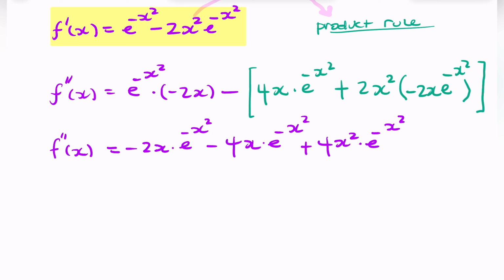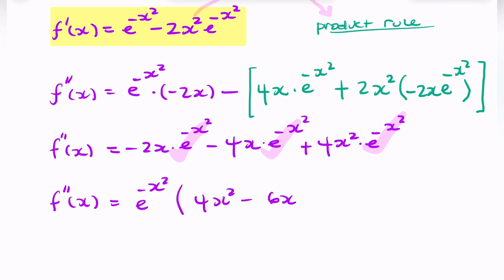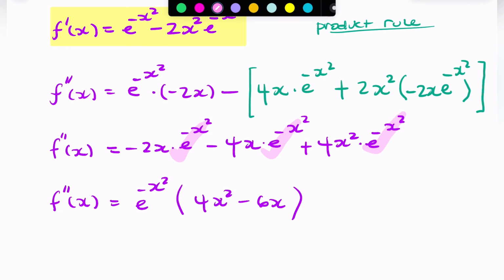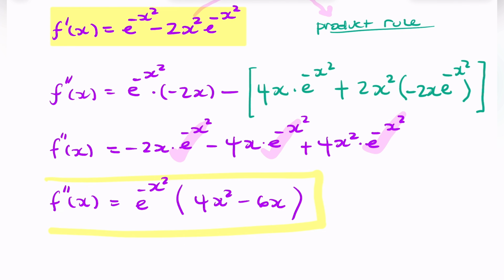And finally, I think it makes sense if I were to take e to the minus x squared common, because there's such a lot going on. And if I do that, it looks like these two become like terms. It's minus 6x. So I can say that this is e to the minus x squared brackets 4x squared minus 6x. So that now looks like I could use it to find the nature of my stationary points.